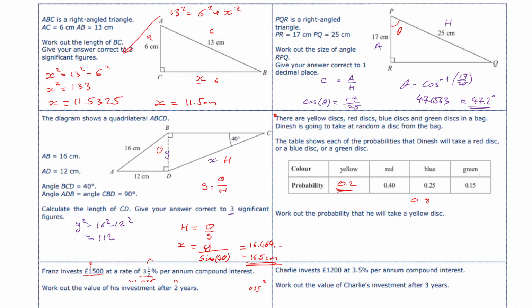And then for the second one, same process. You could use the compound interest formula, but again, I wouldn't bother. I would say that 3.5% interest, we've just said, is a multiplier of 1.035. So my total in the account would be 1,200 times by 1.